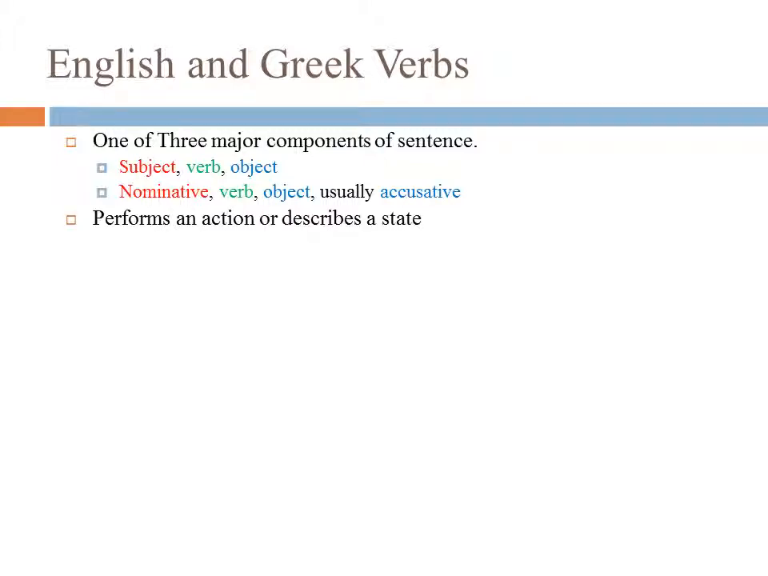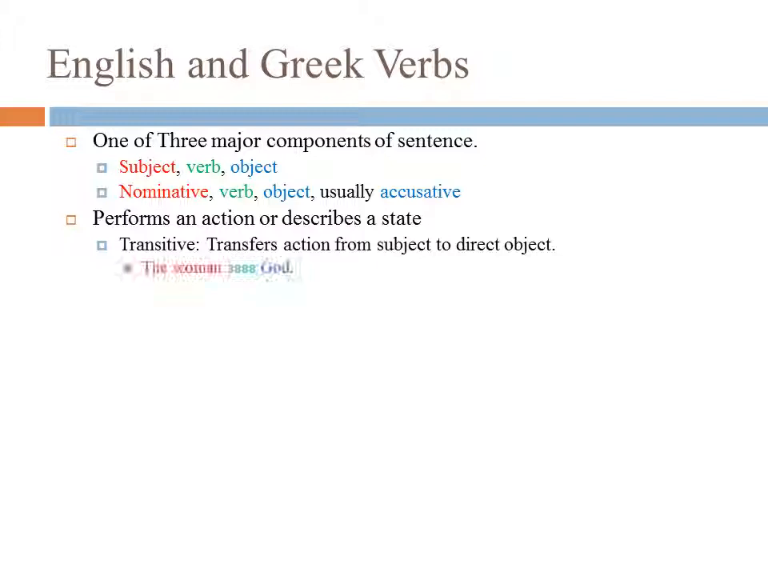A verb performs an action or describes a state. The transitive transfers action, this is describing an action, transfers action from the subject who is doing something, to the direct object. The subject does something to the direct object. So we have the woman, the subject, sees the verb, God as the direct object. The woman sees God. And we have in Greek, he gune blepei ton theon. The woman is in the nominative, blepei is the verb, and ton theon is in the accusative, is the direct object.